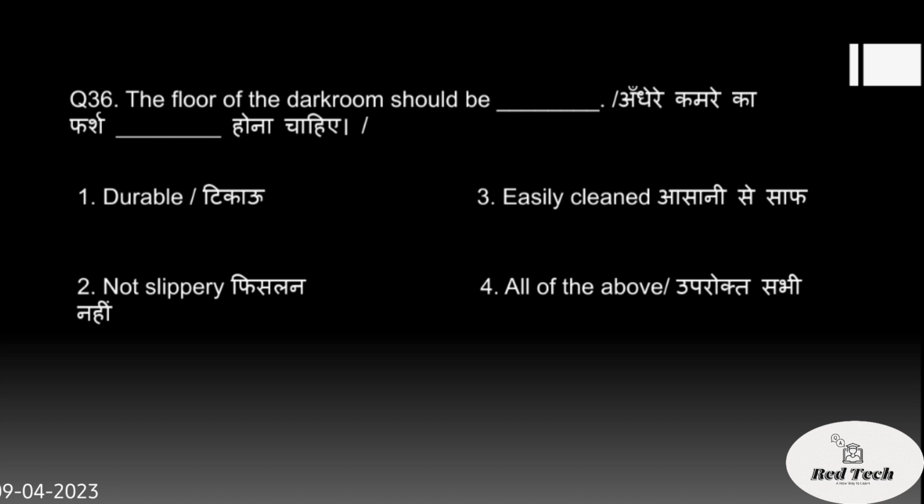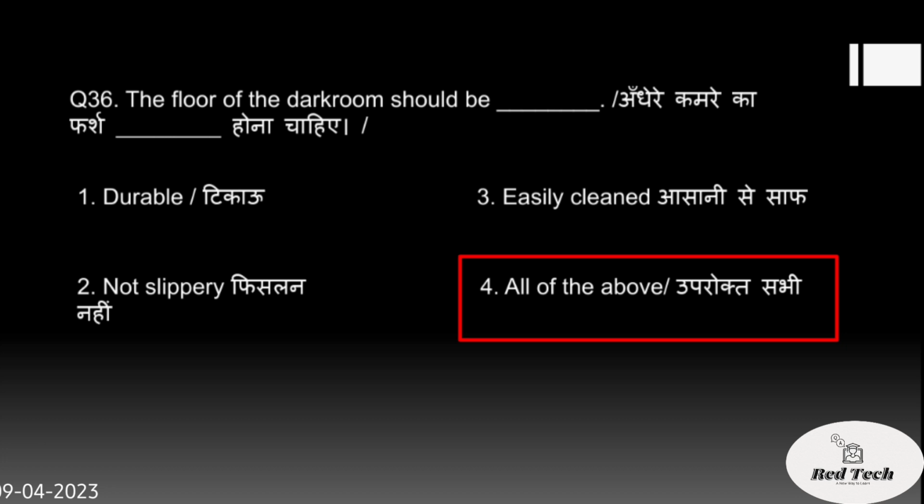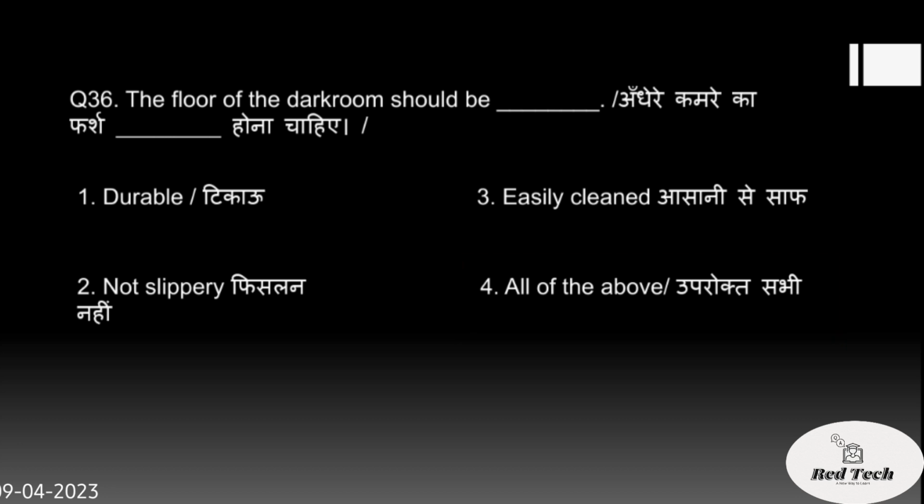And you also want the darkroom to be durable, not hazy, something which gives you comfort. So all three options are fulfilled in the darkroom. So the right answer is basically option number 4. The darkroom should be durable, not slippery and easily cleaned. So option number 4, all of the above, is the right answer.